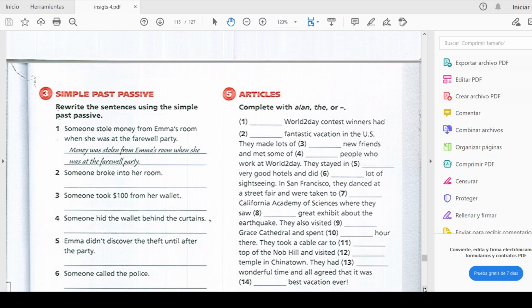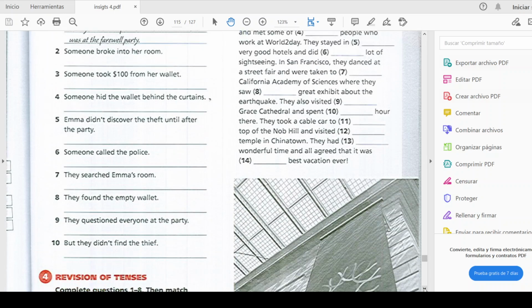And on page 115, you have exercise number 3, simple past passive voice. Rewrite the sentences using the simple past passive. The same here. Someone stole money from Emma's room when she was at the farewell party. Money was stolen from Emma's room when she was at the farewell party. So as you can see, all those sentences are in an active way. So you are going to rewrite the sentences and change them to passive. Okay, that's basically what you are going to do in that exercise.